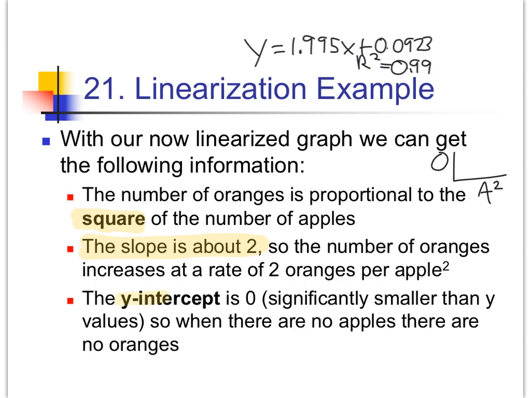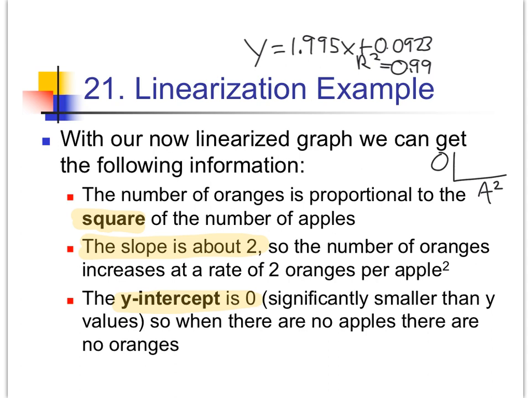And lastly, the y-intercept here is basically 0. We see that it's 0.0923, which is significantly smaller than any of our y values. So it's safe to say that the y-intercept is 0, just with a bit of uncertainty. So when there are no apples, there are also no oranges.